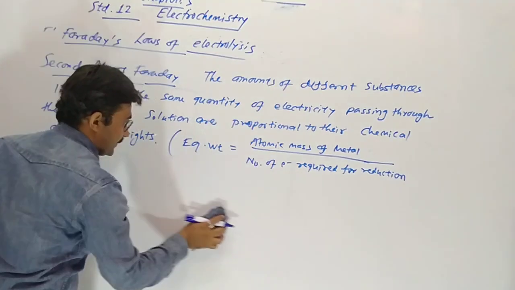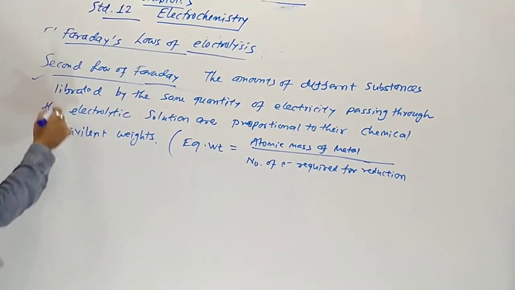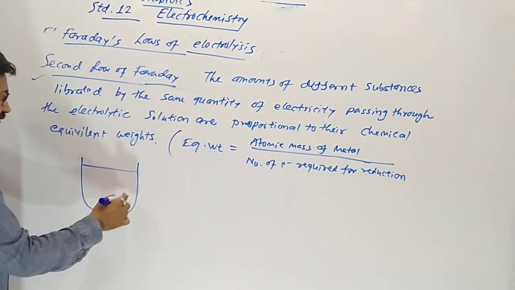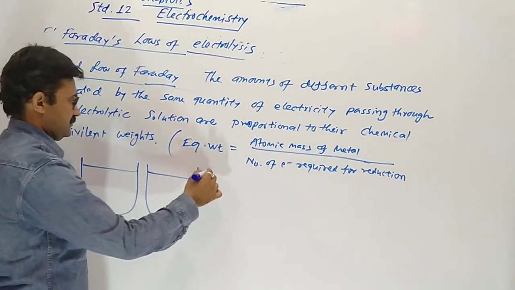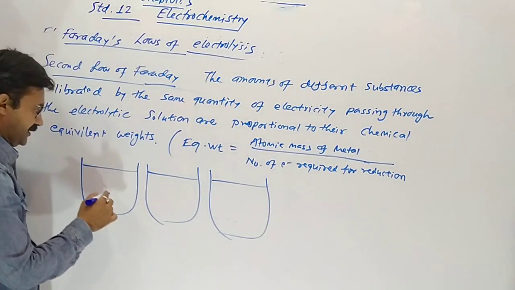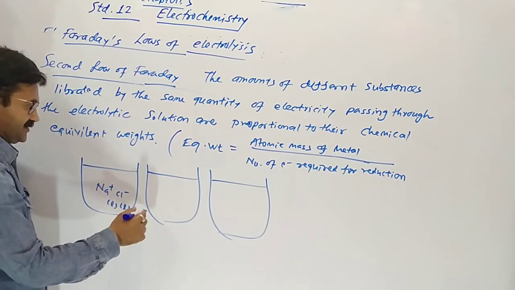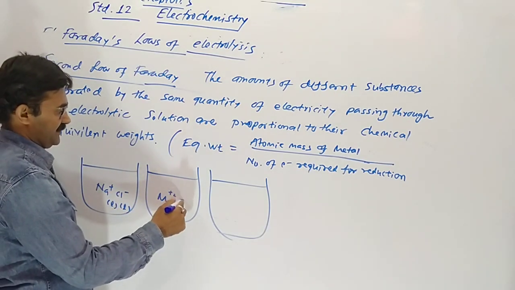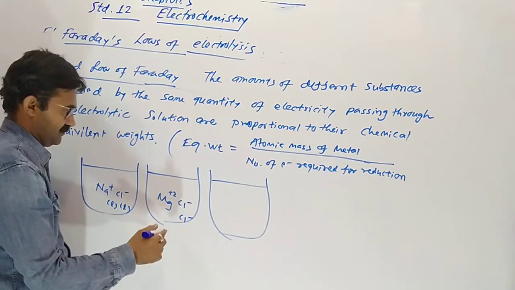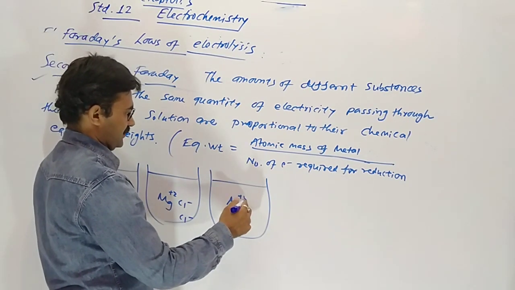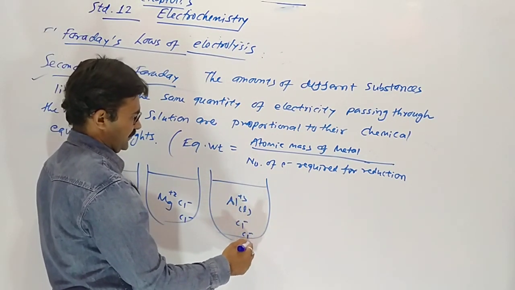Now actually what is our second law? When we take 3 different types of electrolytes, in one vessel is molten NaCl, in the second is molten magnesium chloride, and the third one is molten aluminium chloride.